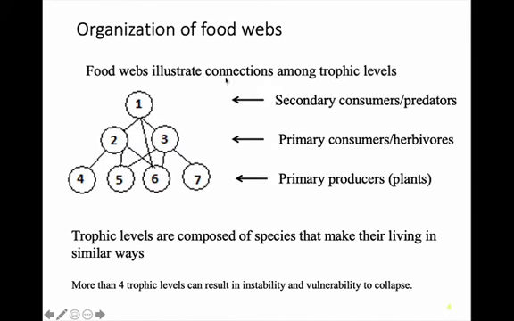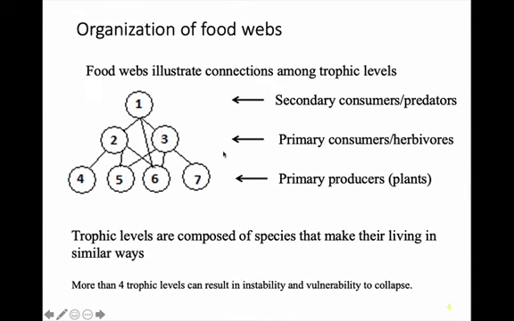Now, let's show what we mean by illustrating the connections. So here's a secondary consumer. It's eating the two primary consumers. Notice it's also eating a plant. That's interesting. That's omnivory, and we'll come back to that. So each level is composed of species that make their living in basically the same way. So you have these guys that are photosynthesizers, these guys that are herbivores, and these guys that are predators right here.